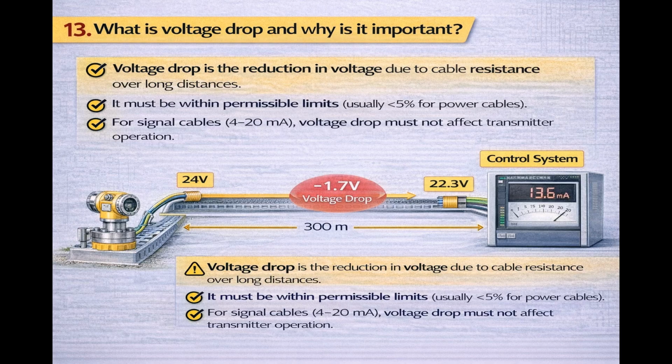What is voltage drop and why is it important? Voltage drop is the reduction in voltage due to cable resistance over long distances. It must be within permissible limits, usually less than 5% for power cables. For signal cables, 4 to 20 milliamps, voltage drop must not affect transmitter operation.